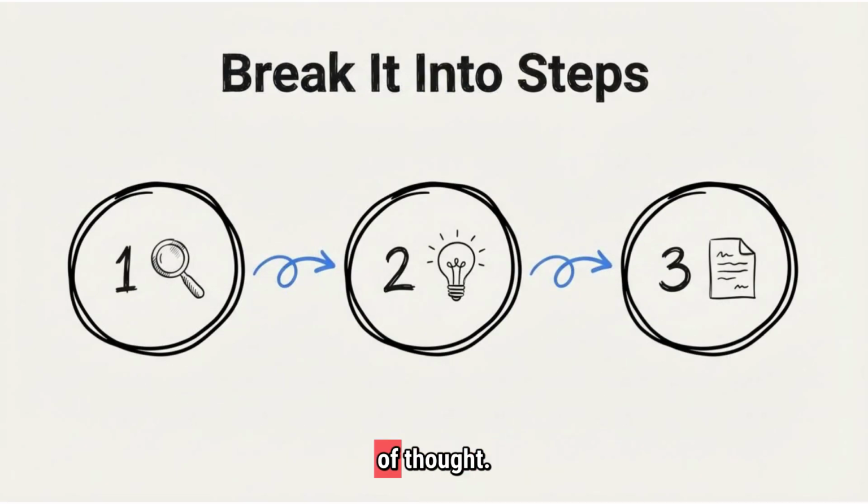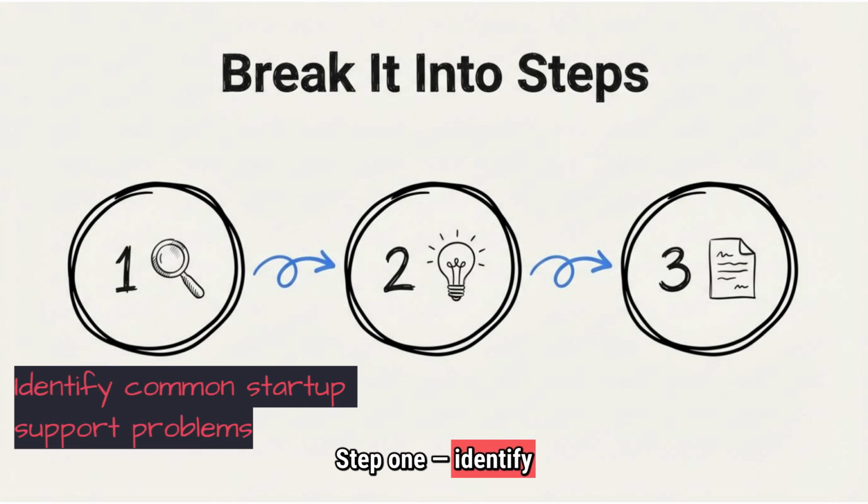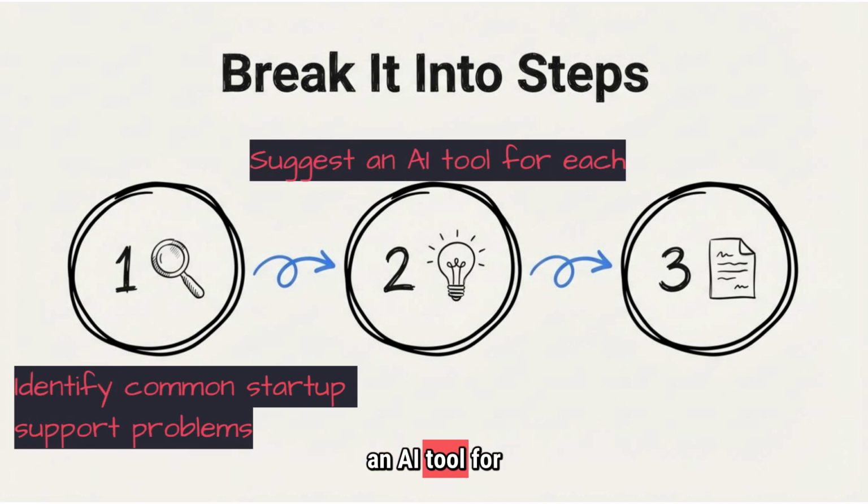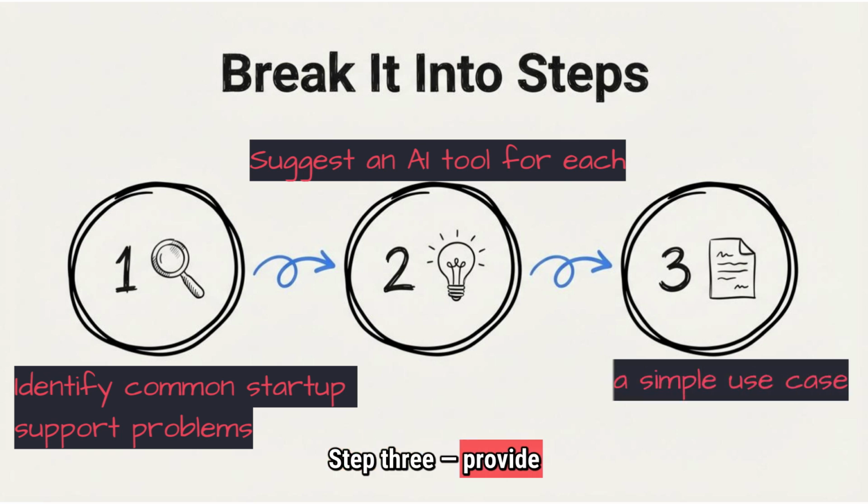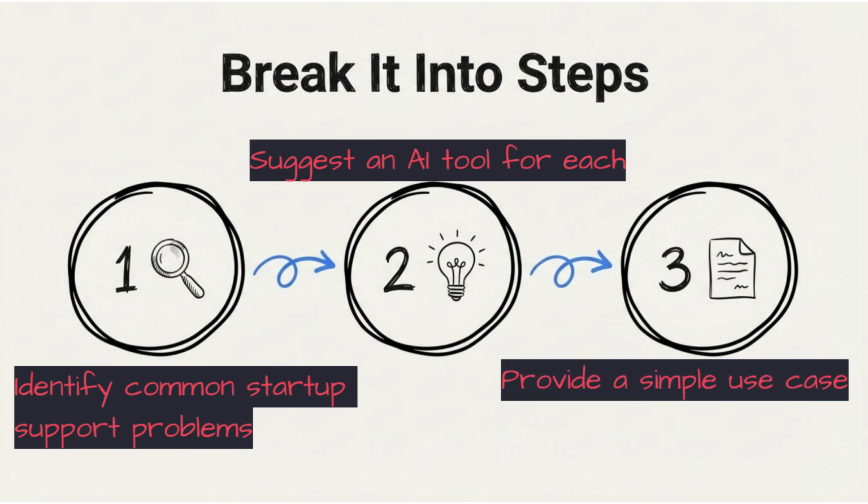Technique 2 is chain of thought. If you have a complex task, don't ask the model to do it all at once. Break it into steps. For example, step 1, identify common startup support problems. Step 2, suggest an AI tool for each. Step 3, provide a simple use case. When you give the model a step-by-step structure, it processes each stage sequentially, building on the previous one. This prevents it from skipping important reasoning, and the results are noticeably better.